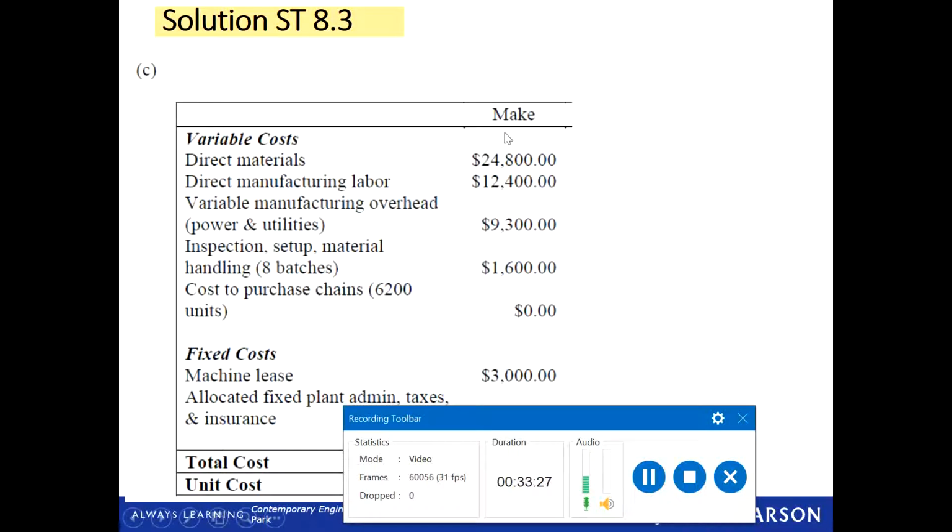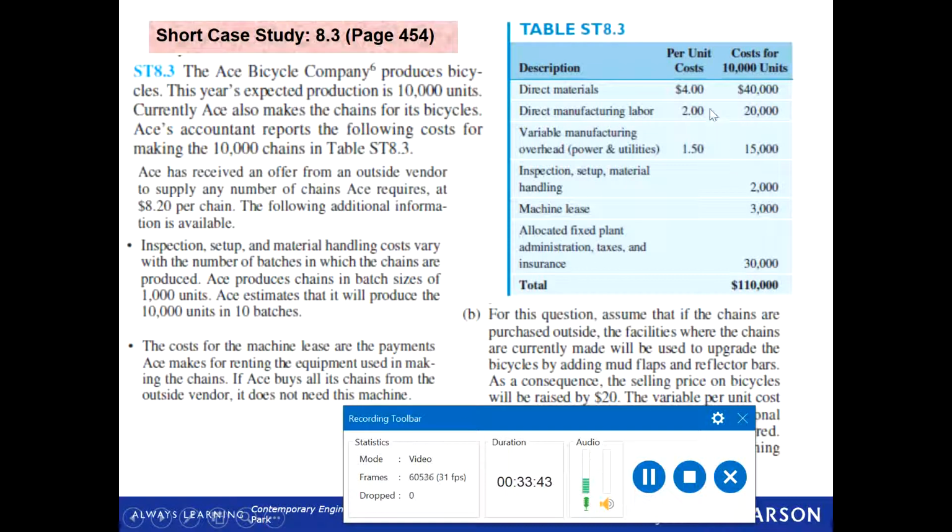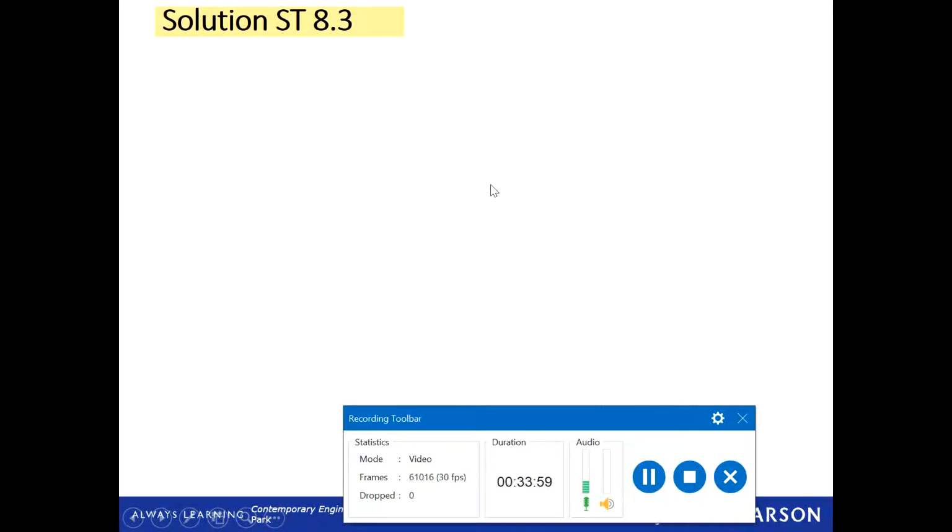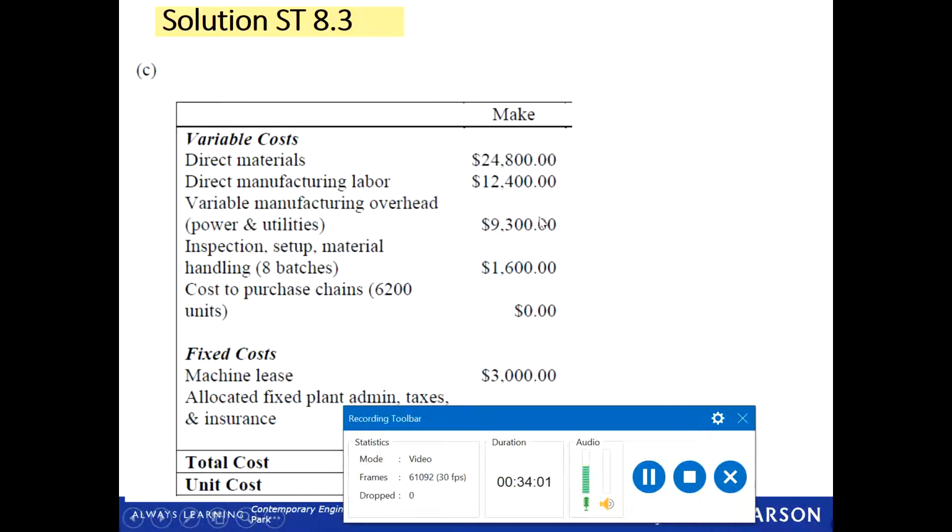Okay. Now coming back to part C. So what is the direct material cost? We know what the direct material cost was. Now what will be the direct material? 4 multiplied by 6,200. Remember this is given, right? This 4, before it was for 10,000 units. Now 4 multiplied by 6,200 units is the material cost. 2 times 6,200, 1.5 times 6,200 in this part C. So these numbers are changed because the number of units has been changed.